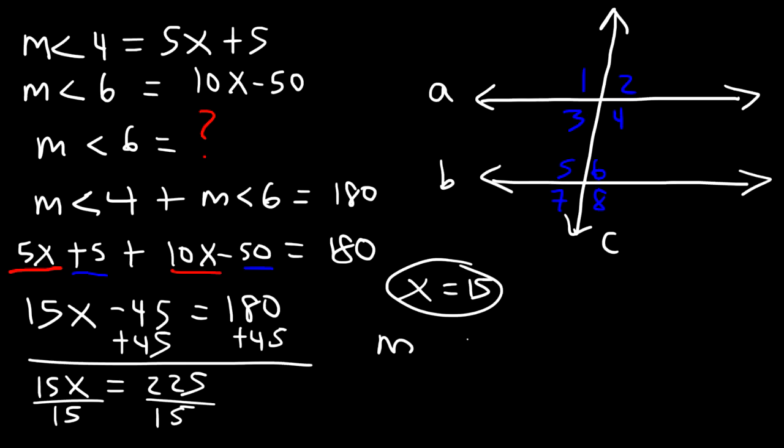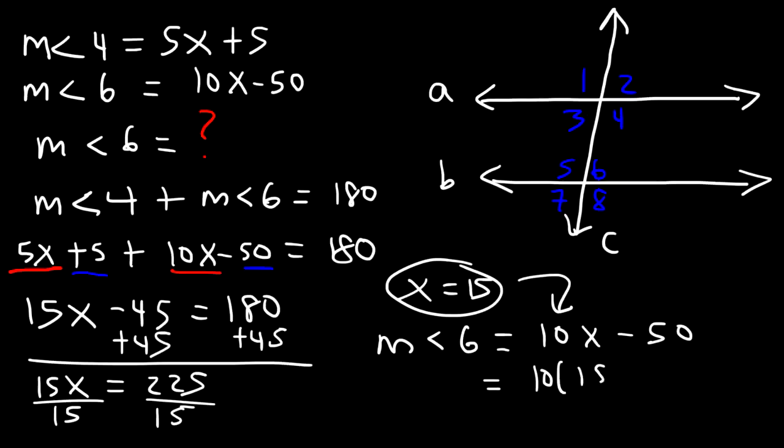So now we could find the measure of angle 6. Angle 6 is 10x minus 50. So let's replace x with 15. So we're going to have 10 times 15 minus 50. 15 times 10 is 150. And 150 minus 50 is 100. So 100 is the measure of angle 6.